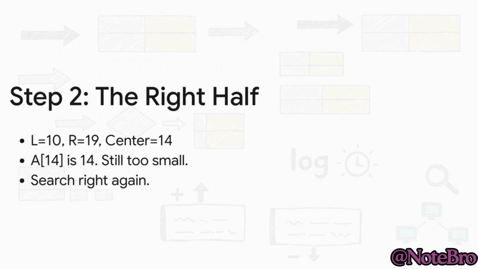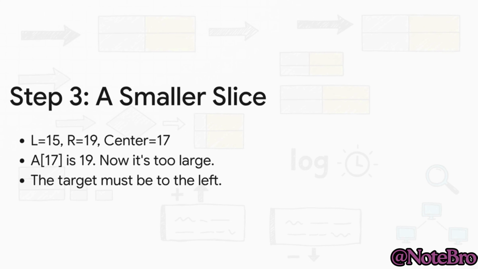Now we're only looking at what's left, the right half. Find the new middle. That's index 14, which has the value 14. Nope, still too small. So we do it again. We know our target has to be to the right of this spot. We are really narrowing it down now. The middle of this section is index 17, and the value there is 19.